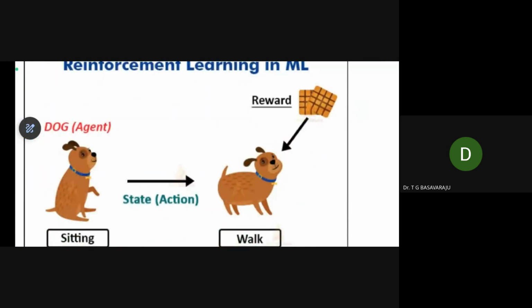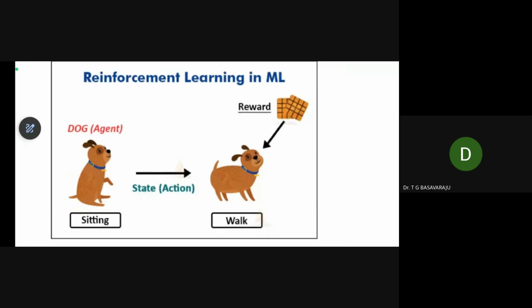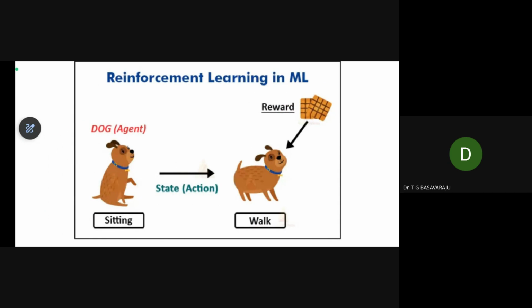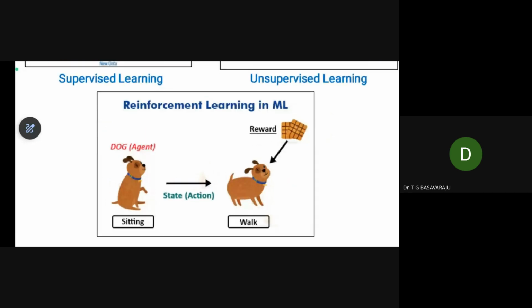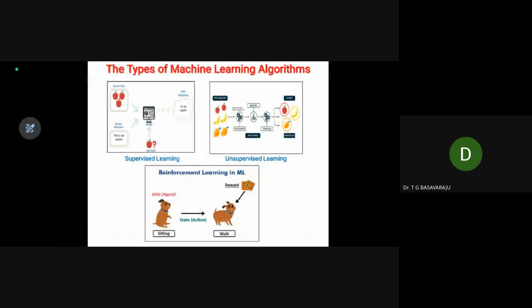Sorry. So in the reinforcement learning ML algorithm, I've just taken an example of the dog as an agent. This can be any gaming application as well. Here the dog is sitting, and sitting is a state of the dog, and the action it has to do is walk all the way to get that particular reward. So here reinforcement learning can be used. One example, as I told, is in gaming. To earn a reward, we have to do some task.